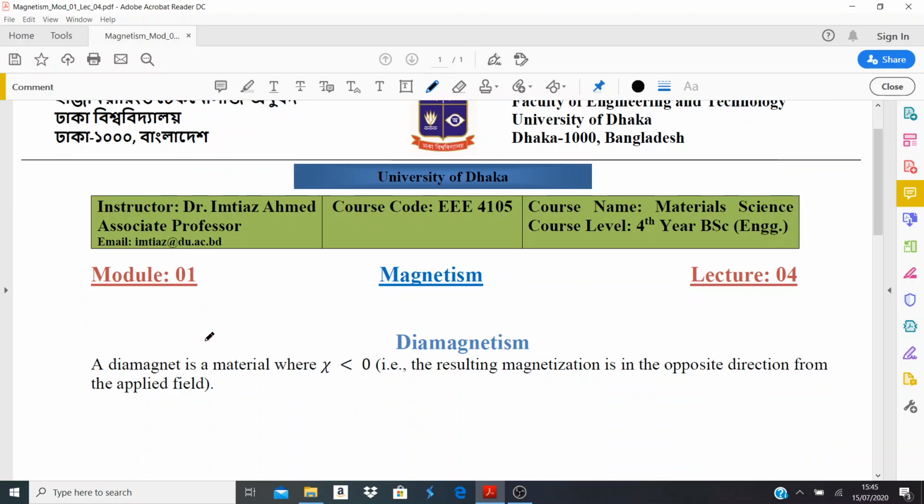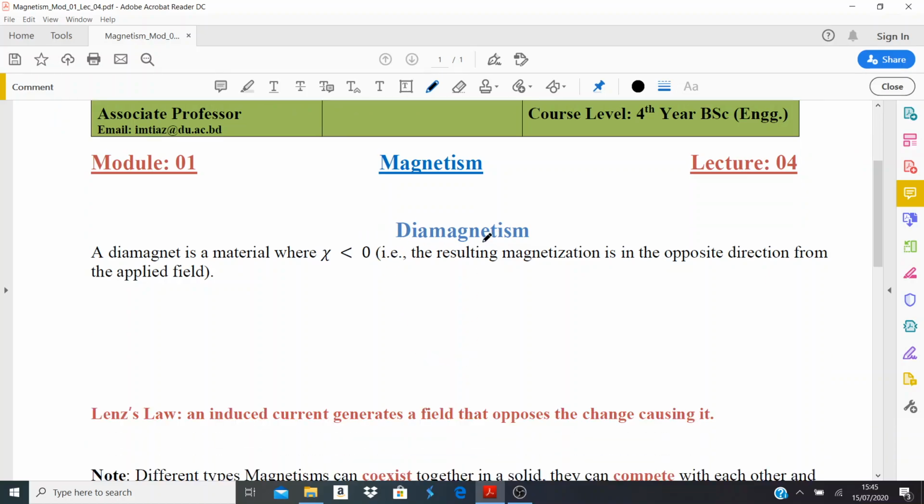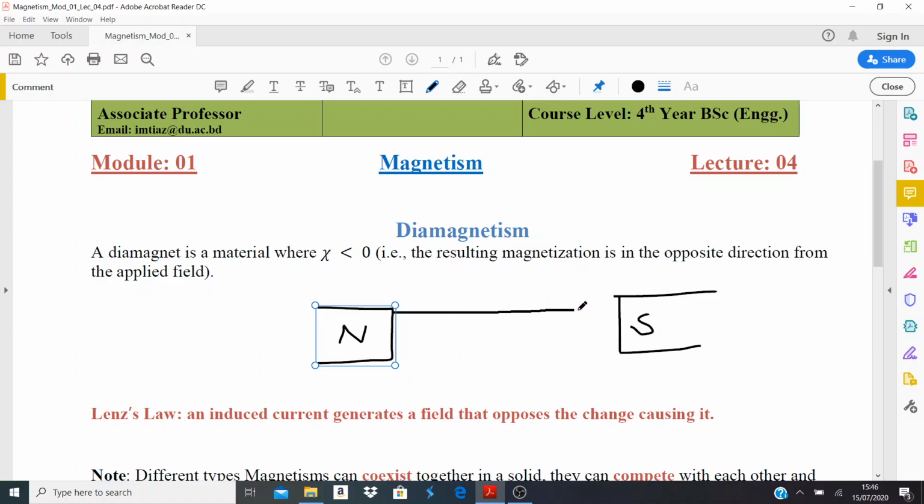If you recall, in the last lecture I started talking about different types of magnetism, where I mentioned diamagnetism as one of the types of magnetism. Now, to understand the diamagnetic effect in a material, let us suppose that we have a magnetic north pole here and a magnetic south pole here. So the magnetic flux line will start from the north pole and it will enter the south pole. So this is the magnetic flux line of this magnet.